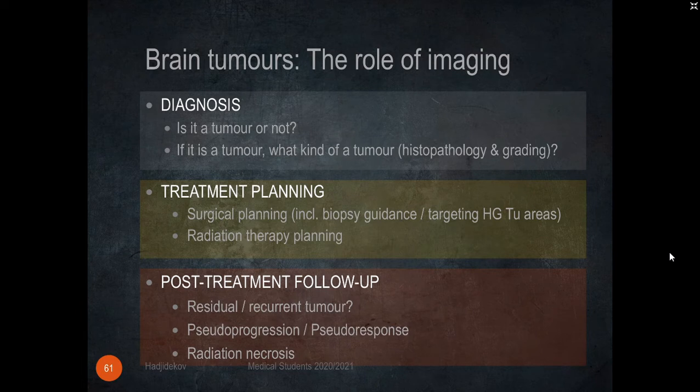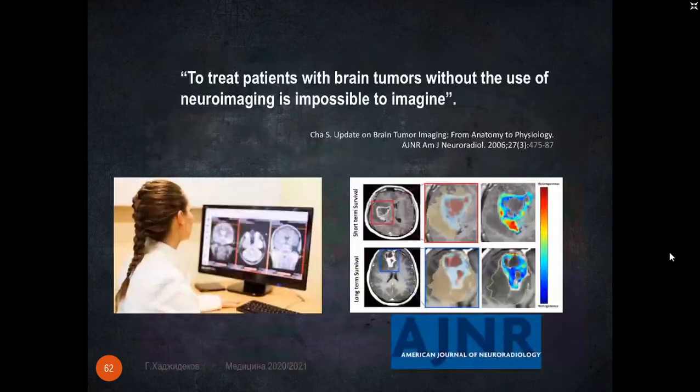We are not able to give histopathology in every case, but we will try to do it, and also to give some grading of the tumors. Also, we should plan the treatment. Is there any surgical planning, or is the patient appropriate for radiation therapy planning? And with MRI, we can assess the post-treatment follow-up of the patient. So we can observe any residual or recurrent tumor, pseudo-progression, pseudo-response, and the effects of the radiation therapy.